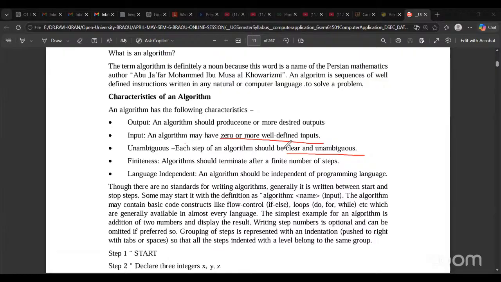That is unambiguous. And it should terminate after a finite number of steps. That is called finiteness. That means if an algorithm contains 1 to 10 steps, after the 10th step is over, it has to terminate. This is called finiteness.